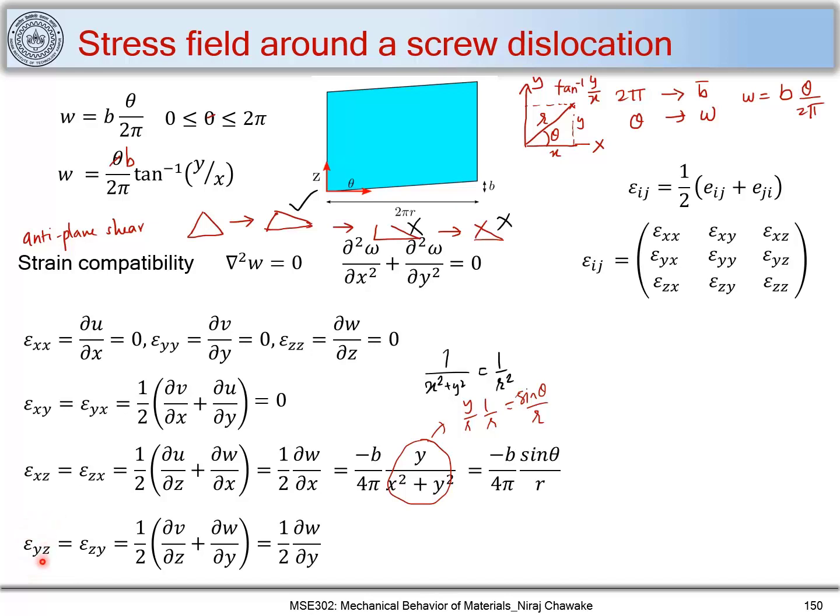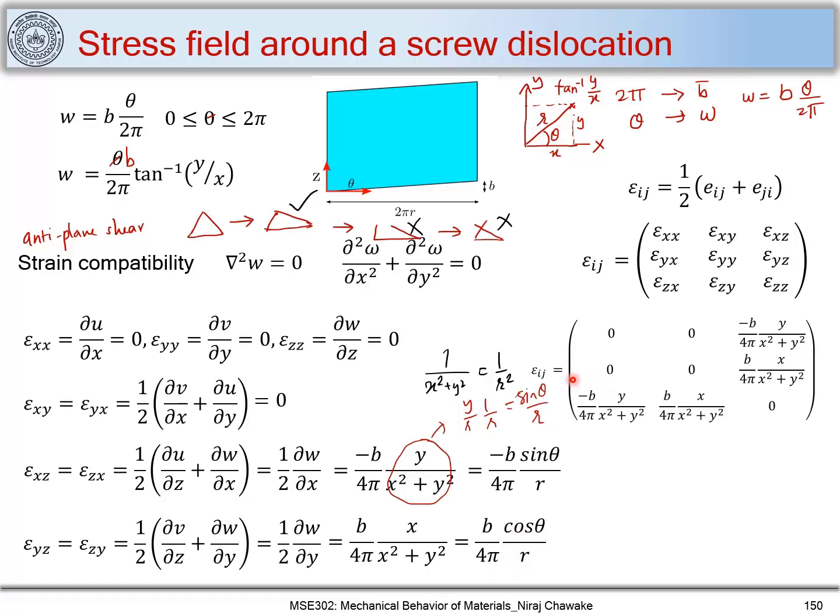Similarly, you can find out what is epsilon yz and epsilon zy as half del v upon del z plus del w upon del y. This is equal to half, because v is not a function of z, as u is not a function of z. Similarly, v is not also a function of z, and this turns out to be 0. So you have half del w upon del y, which comes out to be b upon 4 pi x upon x square plus y square. You have to differentiate this term with respect to y. And similarly, in terms of theta, it comes out to be b upon 4 pi cos theta upon r.